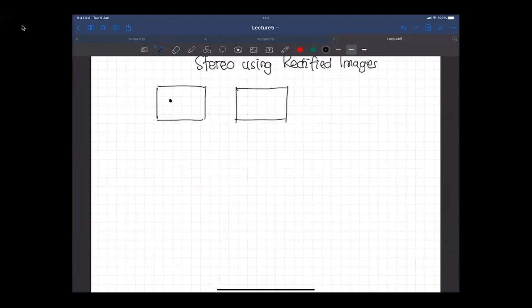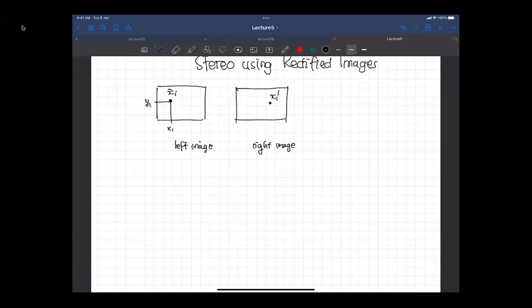Imagine there is a point here, located at x1 and y1. This is the point x_i bar in the first image, or left image. And then we have a right image, where you also have the same point, called x_i prime. The prime means that in the 3D world they are the same point, but after projection, of course, the location will be different.